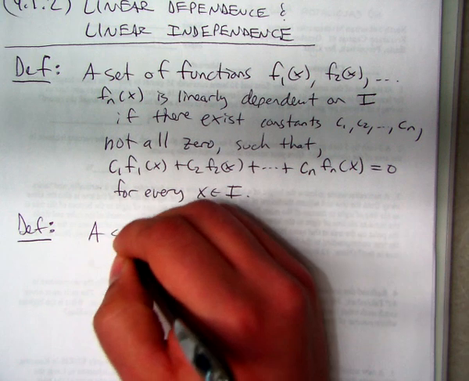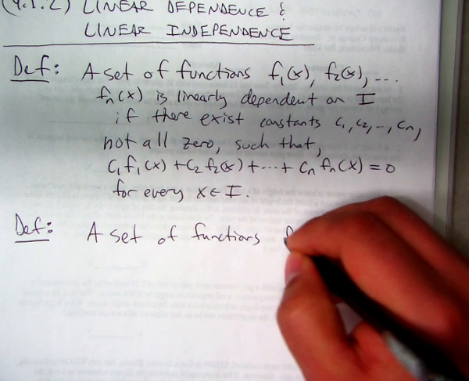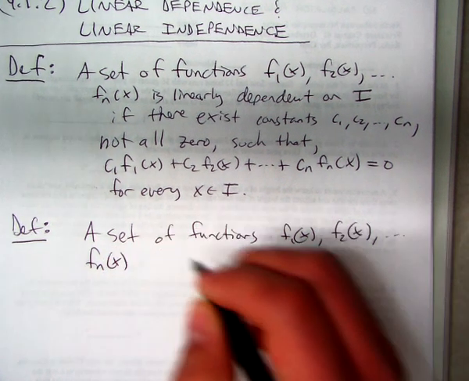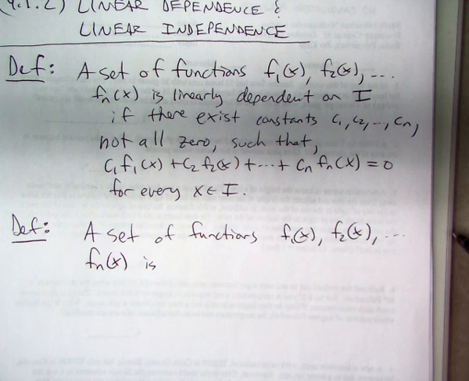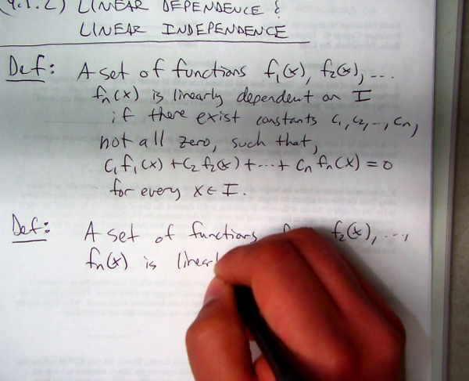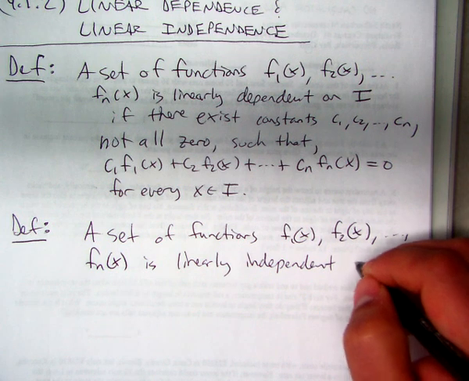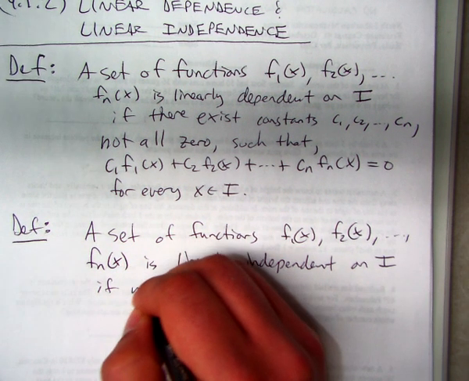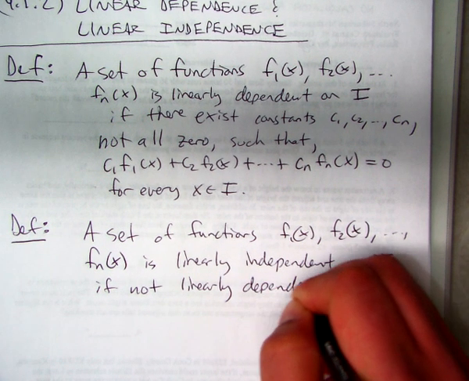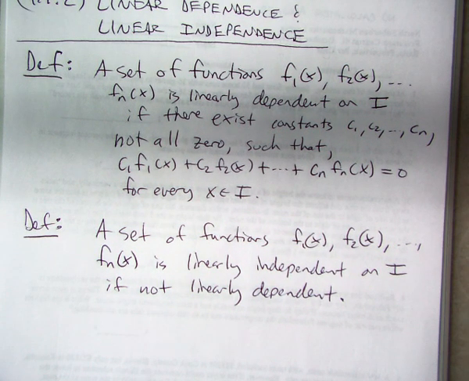Okay, and then obviously the definition for independent is pretty much the opposite. Well, it's the exact opposite. We say that a set of functions f1, f2, and so on is linearly independent on I if the conditions are not met for being linearly dependent. Nothing too fancy there.